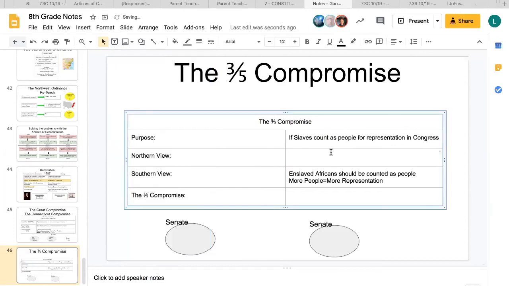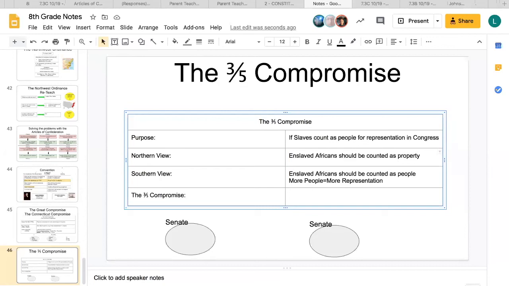Do they want enslaved Africans to be counted as people? No, they don't. So if enslaved Africans are not people, what are they? Okay, so something that you own that is not a human being is called your, starts with the P. Property. Now the purpose of the 3/5 compromise is 100% about representation in Congress. That's what it's about. But I want to put out one other thing about property versus people.